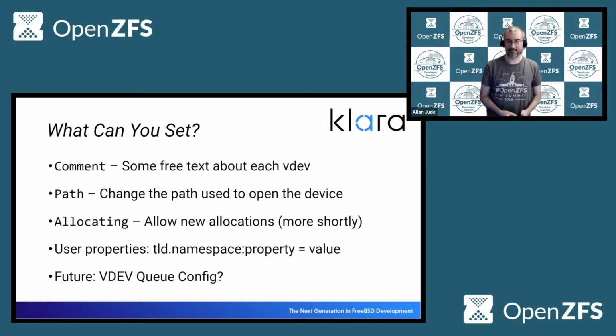And then in a few minutes, Mark will talk about the allocating property and how that works. And then, as I mentioned, we have the user properties, so you can just set whatever extra information you want to control about a VDEV in there. And for the future, one of the original ideas we had was moving some of the per VDEV queuing information, like the maximum number of asynchronous reads that are outstanding, from a system-wide tunable into a per VDEV tunable. So if you had, say, a pool that mixed some hard drives and some SSDs, you could have different values for those different VDEVs.